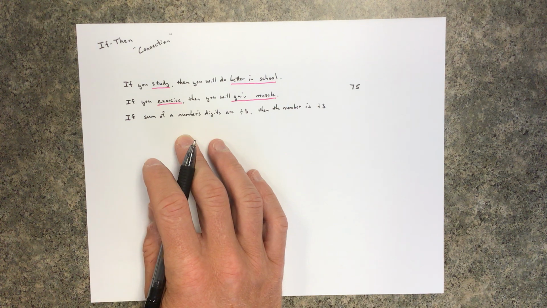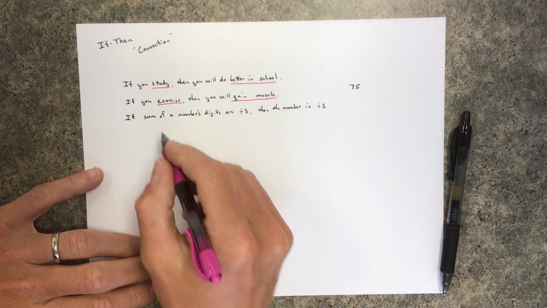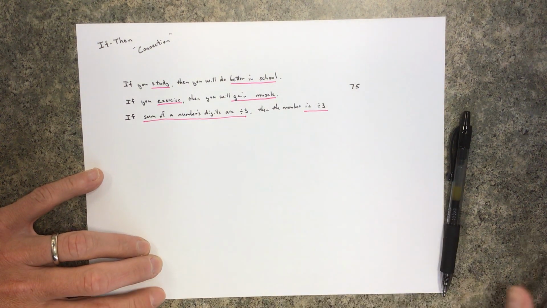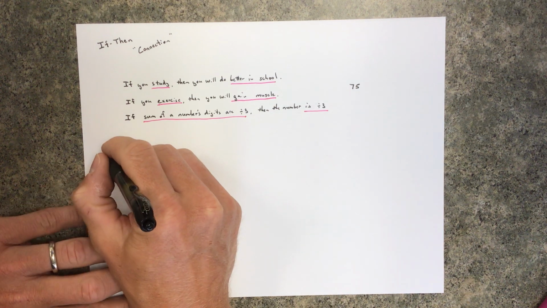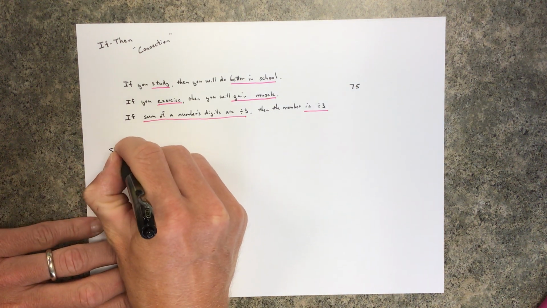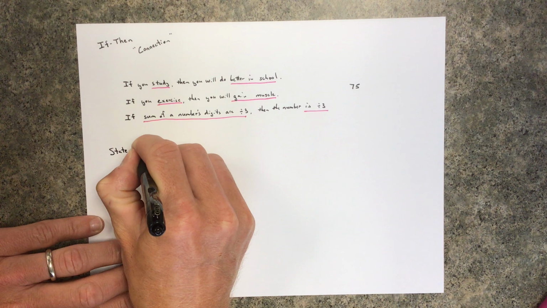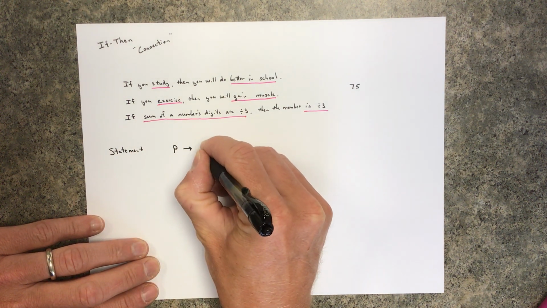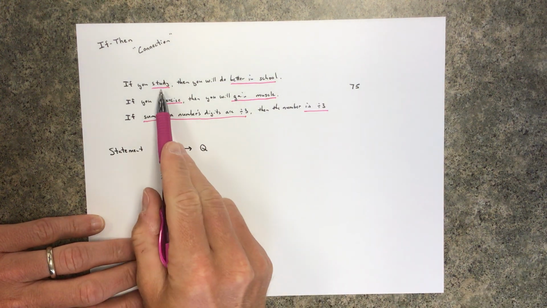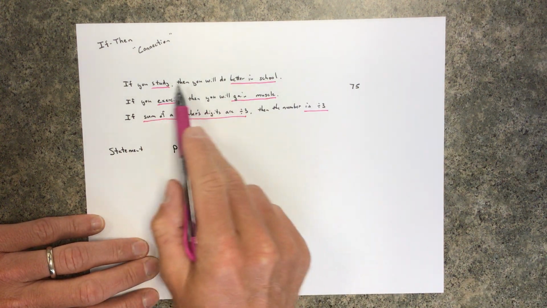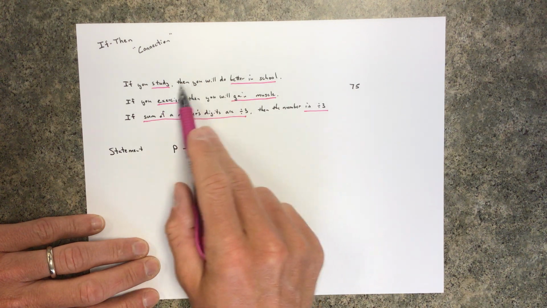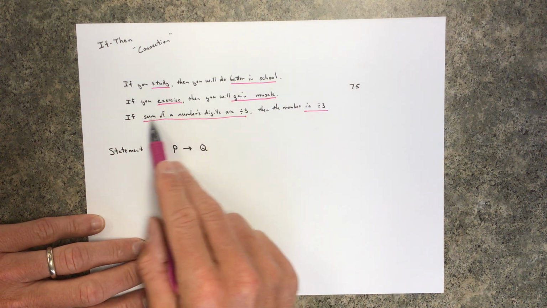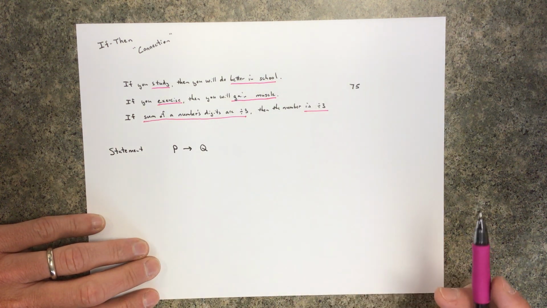And what we want to do is we're going to call these, right? So this statement leads to this one. There's a connection between those things. And so the original statement, we usually use letters. P implies Q. Study implies or leads to or is connected then to or causes then better in school. Exercise, muscle. Digits are divisible by 3, numbers divisible by 3.